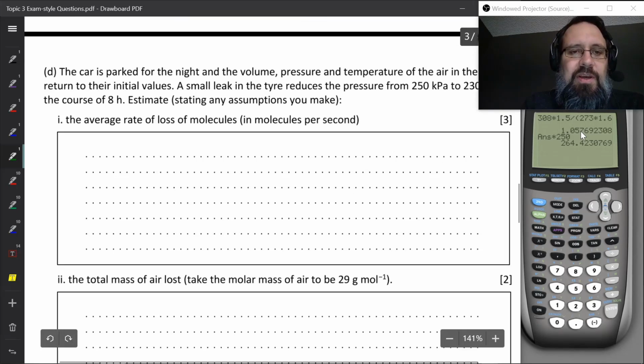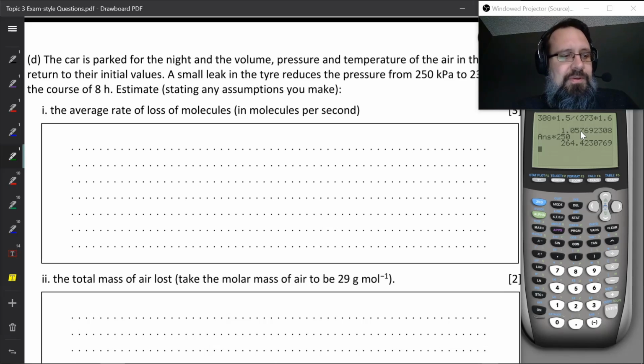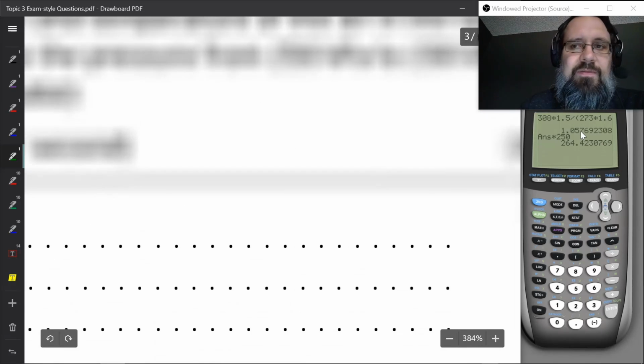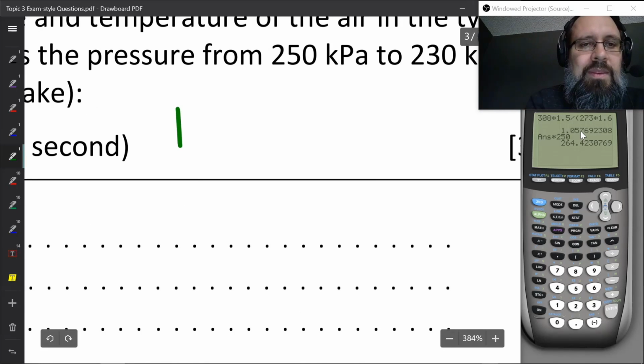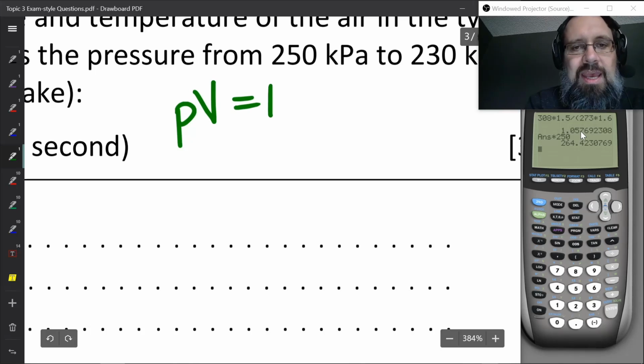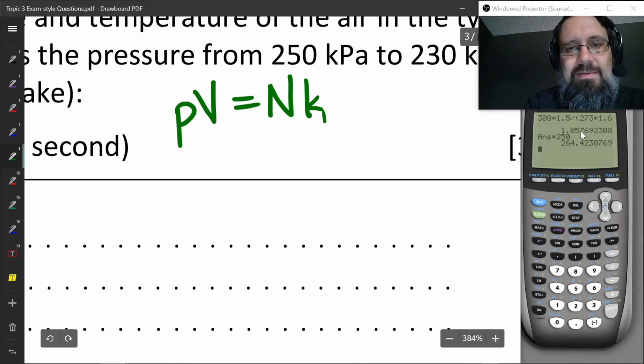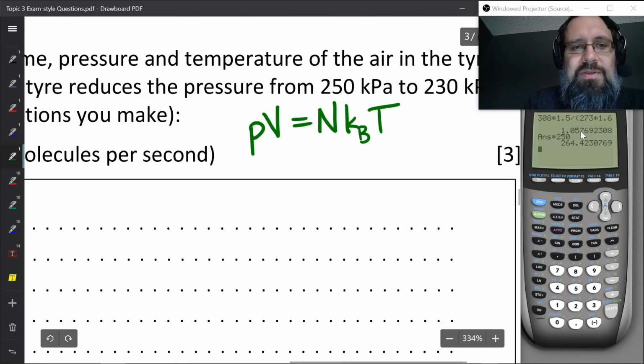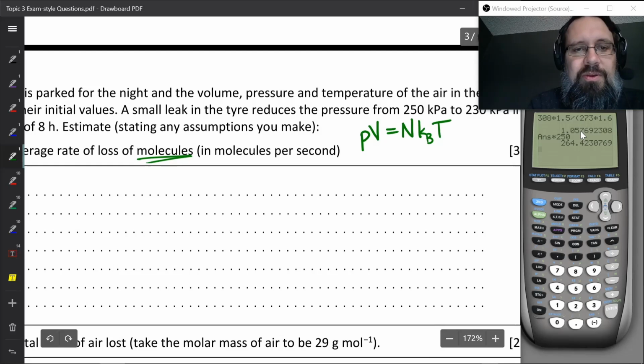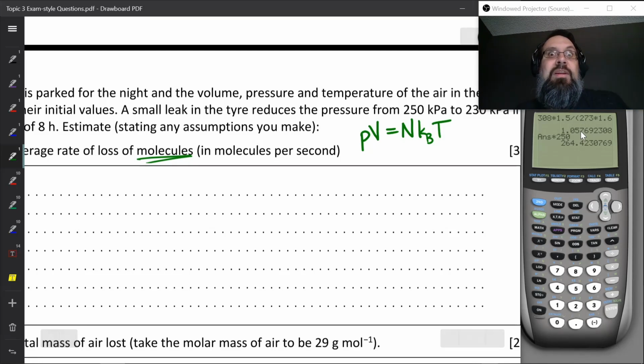Okay, here we go. So the average rate of loss of molecules. So we want to estimate the average rate that molecules are going to get lost. Okay, so what I'm going to use is that other version of the ideal gas law, PV equals N k_B T. And the reason I'm using this is because they're talking about molecules. And so I want to make sure that I'm not using the one that talks about moles, but rather using one that talks about molecules.